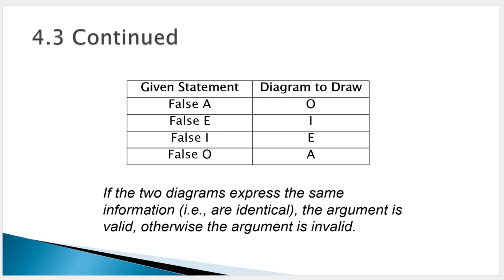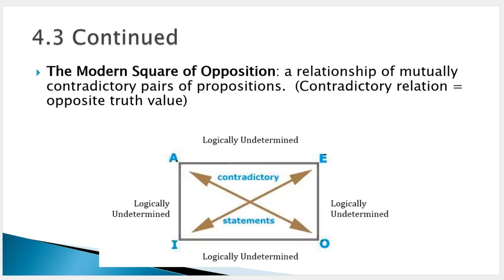If the two diagrams express the same information, meaning they are identical, then the argument is valid. Very important to remember that. So this is what we call the modern square of opposition, this little drawing right here. Okay, A and O are contradictory, I and E are contradictory. That's what those arrows inside the square stand for. And then it pairs them up.